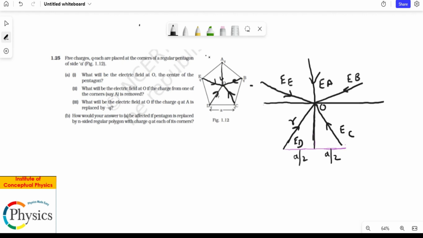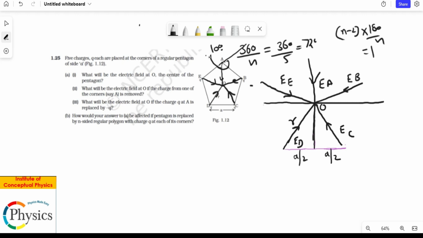At O, if you notice, this is a regular polygon, and in a regular polygon the external angle is calculated by 360 degrees by n. So here it will be 360 by 5, which is equal to 72 degrees, and the internal angle will be 108. The other way to find the internal angle is to use the formula (n minus 2) into 180 by n, which also comes out to be 108 degrees. The way I found this, I found the external angle, and then I did 180 minus the external angle, 108.